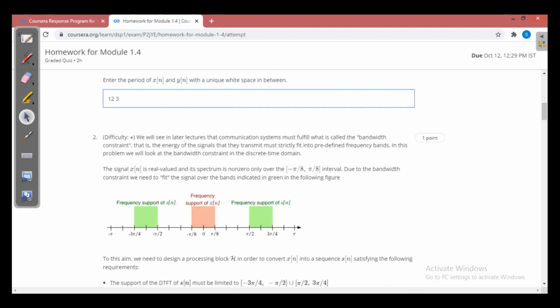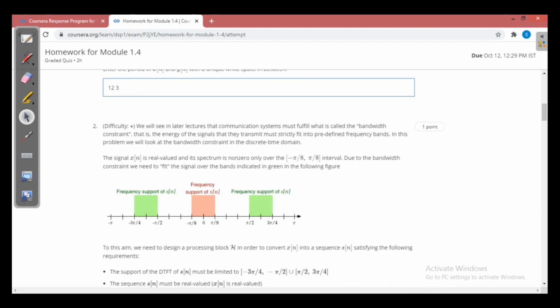Now the second one. We will see in later lectures that communication systems must fulfill what is called the bandwidth constraint. That is, the energy of the signals that they transmit must strictly fit into predefined frequency bands. In this problem, we will look at the bandwidth constraint in the discrete time domain. The signal x[n] is real valued and its spectrum is non-zero only over the interval −π/8 to +π/8.